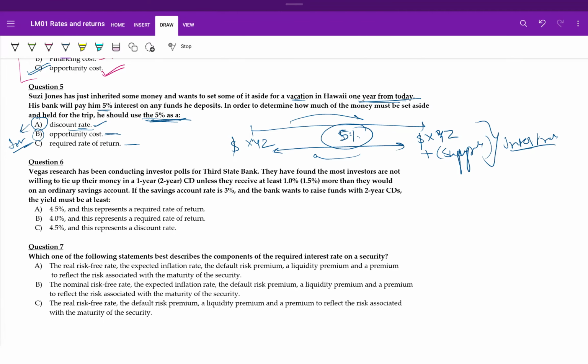Okay, question number 6. Here we are talking about Vegas Research. Vegas Research has been conducting investor polls for the third state bank, and they have found that most investors are not willing to tie up their money in 1 year or 2 year CDs, certificates of deposit, unless they receive at least 1% or 1.5% more than they would on an ordinary savings account.